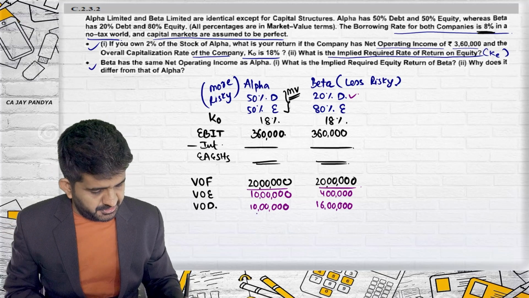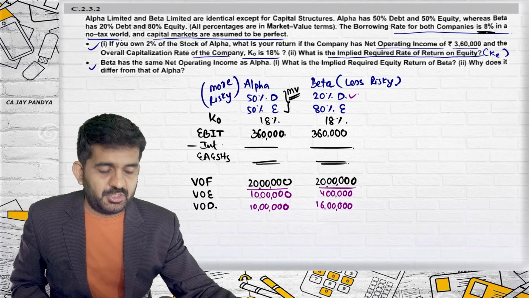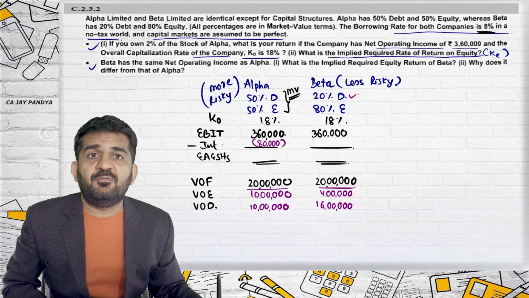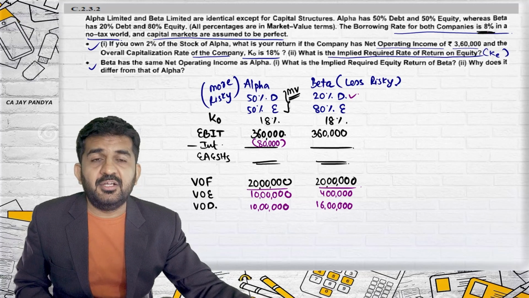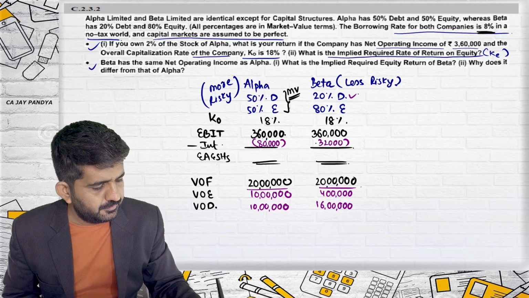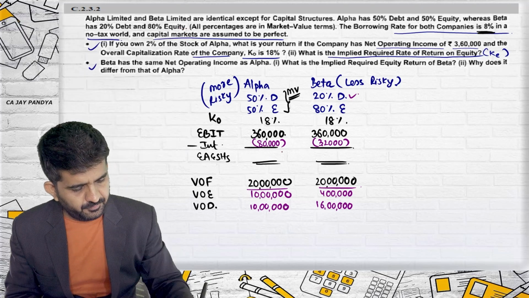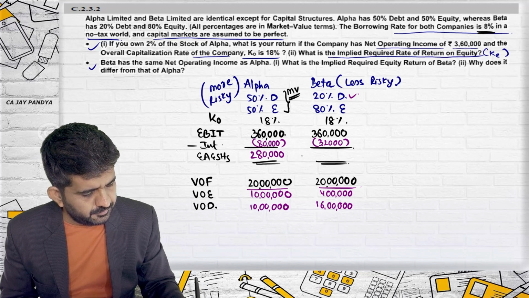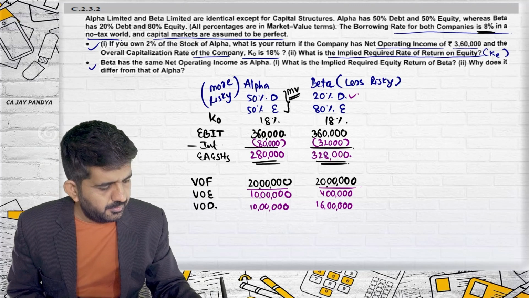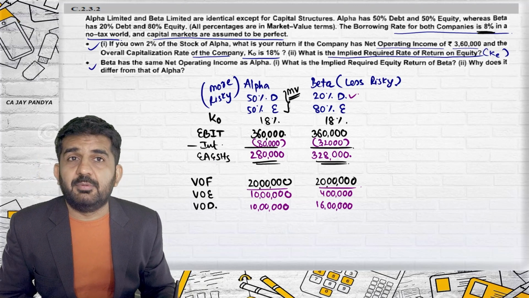Now I can find out interest. What is value of debt? 10 lakhs. What is interest rate? 8%. So 10 lakh into 8% is 80,000. What is value of debt? 4 lakh. What is the interest rate? 8%. So 4 lakh into 8% is 32,000. This is 3,60,000 minus 80,000 will be 2,80,000. This will be 3,28,000. This is earnings available to equity shareholders.